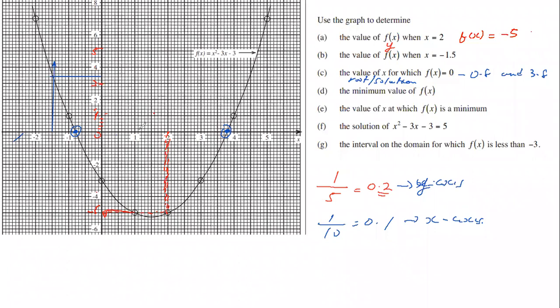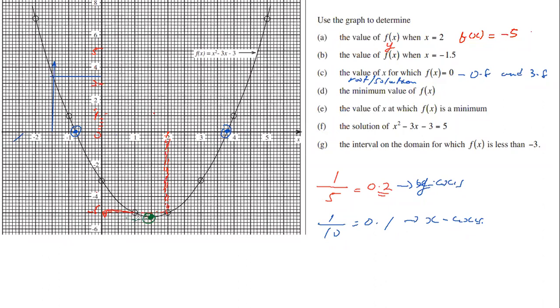All right, let's go. Minimum value of f(x). How do I find the minimum value of f(x)? We need to go to the turning point of the curve. Look at it, right here, this one, at the belly. We go to the belly and we read the value.